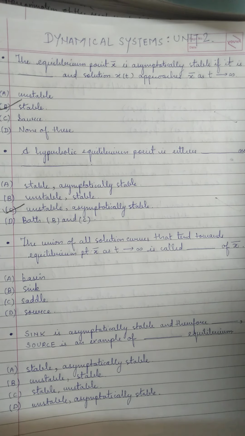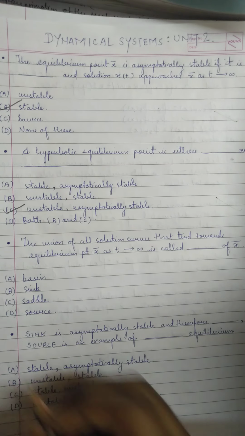The union of all solution curves then tend towards equilibrium point x bar as t tends to infinity is called dash of x bar. Basin, sink, saddle, or source. The correct answer is option A, basin.